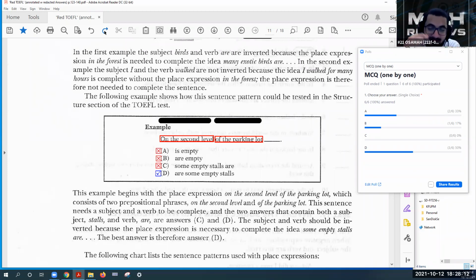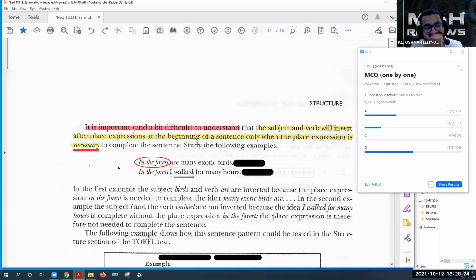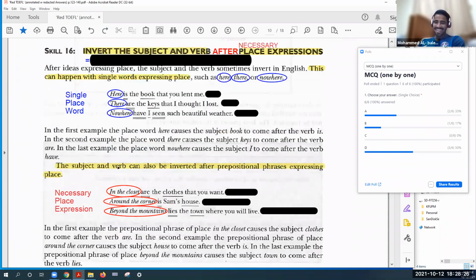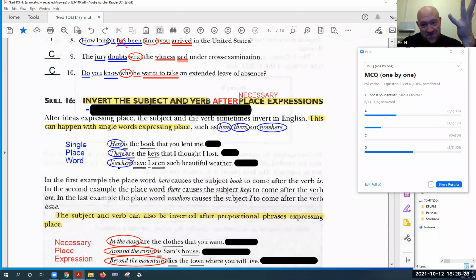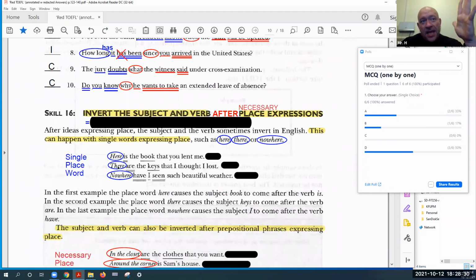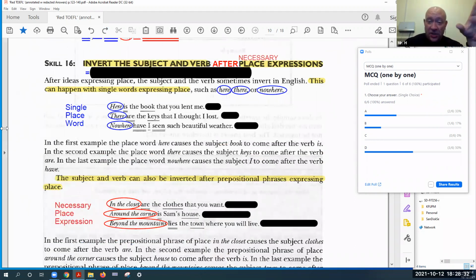I exclude D because on the second level of the parking lot, it's singular, not some. Okay. You see, it doesn't make himself complete. Listen, it doesn't matter if it's a single place word or if it's a prepositional phrase.